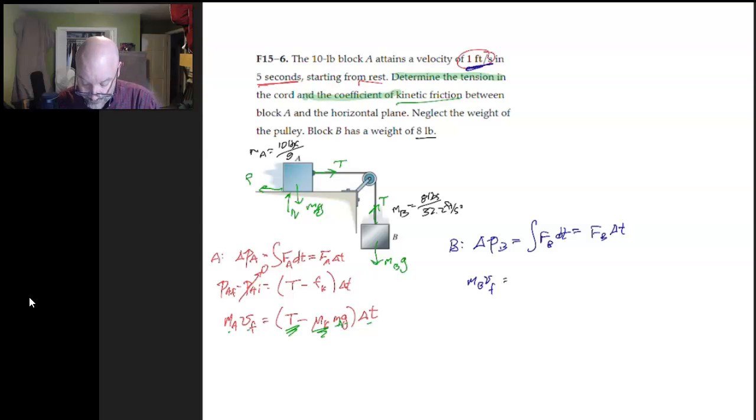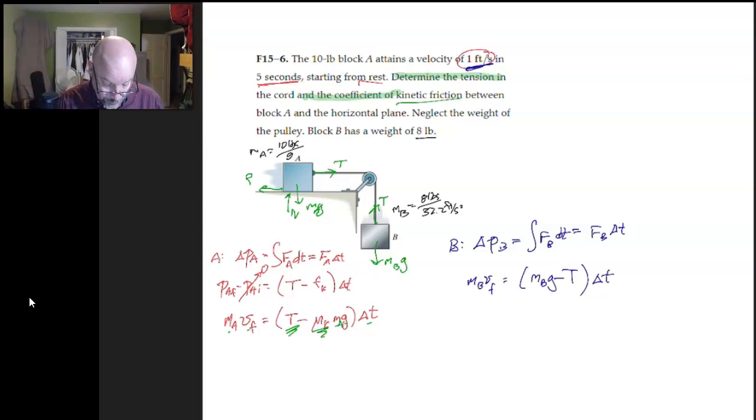And for FB, this time we want to go in the direction of our velocity because we called that velocity term positive, and that happens to be down. So I want to say this is MBG minus the tension. Otherwise, I'm going to end up with a weird negative sign and I have to work it out in there somehow, and that's going to be problematic.